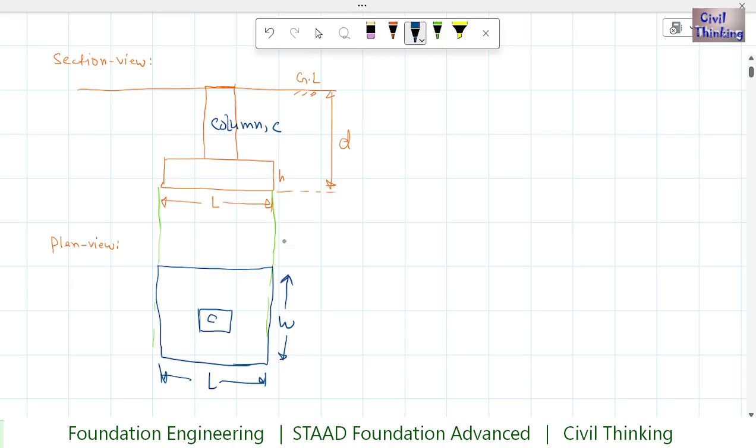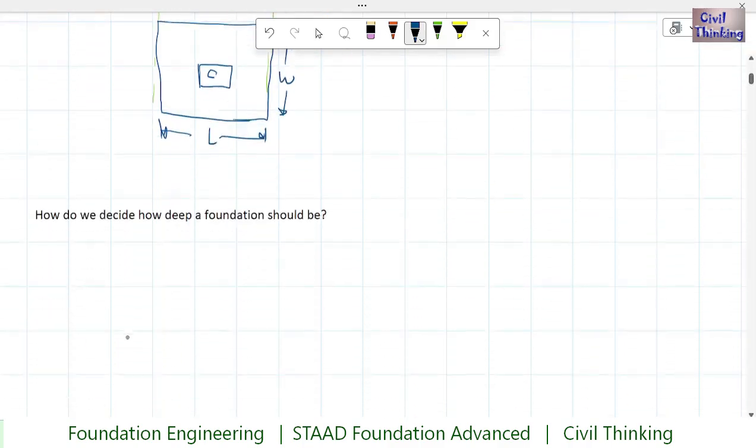By the way, you cannot see the width of the foundation in the cross section view. The width is inside the paper, in this direction, but in the plan view you can clearly see the length and also the width. So here we have this depth. Now let's move on.